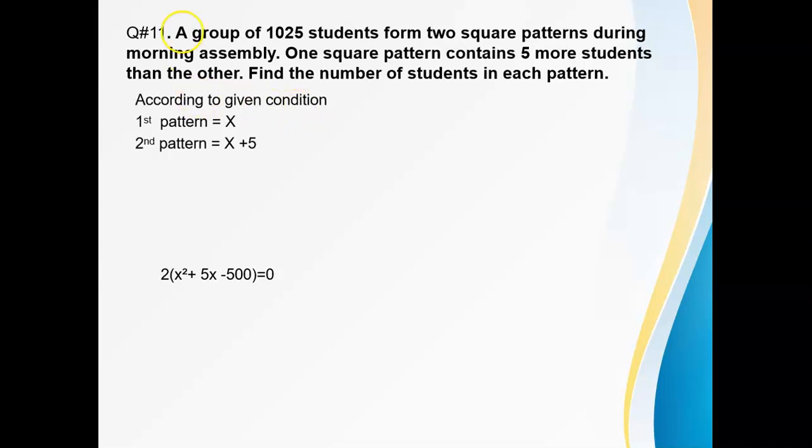So according to the given condition, let the first pattern be x, then the second pattern will be x plus 5. क्योंकि आपके पास given है कि जो first pattern है, one square pattern contains 5 more students. तो इसलिए आपने first pattern में 5 more add किए हैं to get your second pattern.